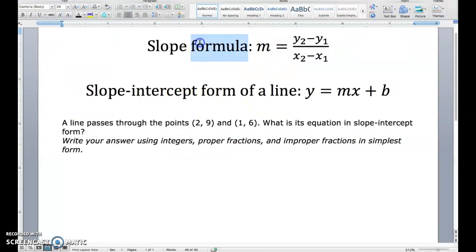I've got some helpful formulas here that you're going to need: the slope formula, which we did in yesterday's assignment, and the slope-intercept form of a line, y equals mx plus b. Here's the same problem copied here. When we are doing these problems, we just need to find a number for m, and a number for b.